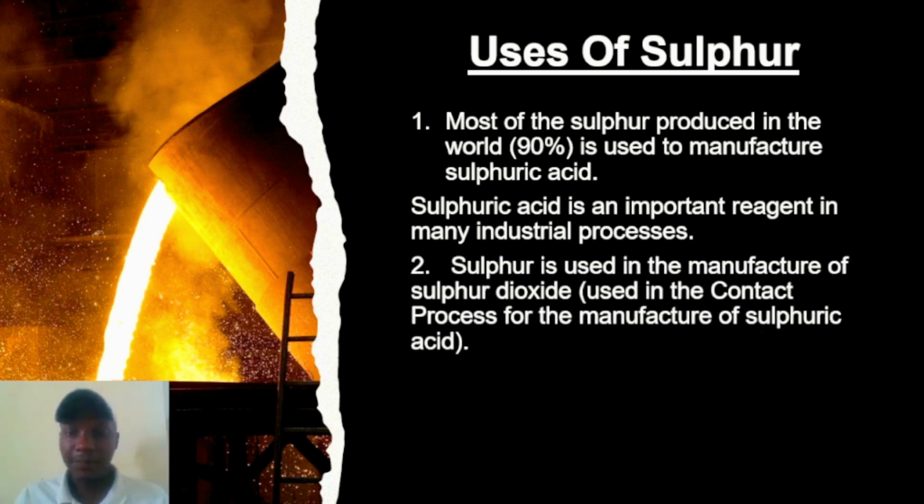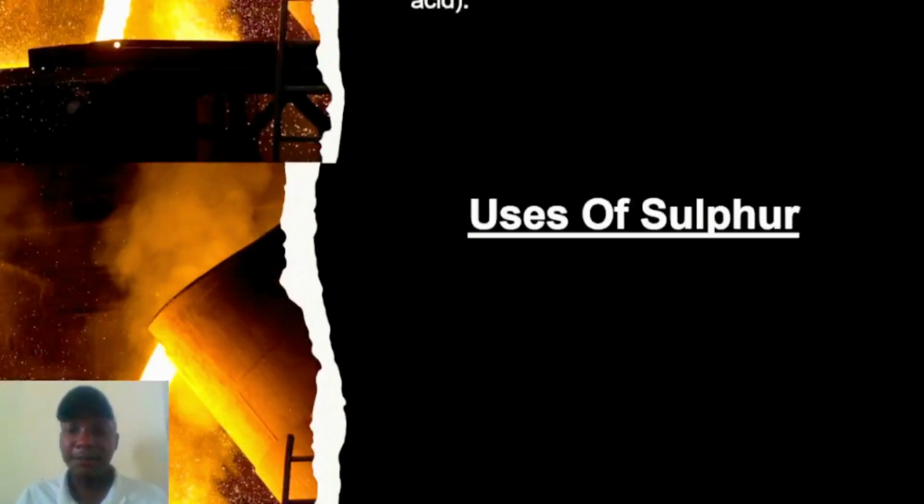The other use: sulfur is used in the manufacture of sulfur dioxide, which is used in the contact process for the manufacture of sulfuric acid. So we get sulfur dioxide from sulfur, and the sulfur dioxide is then used in the contact process for the manufacture of sulfuric acid.